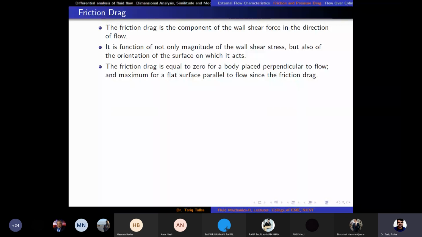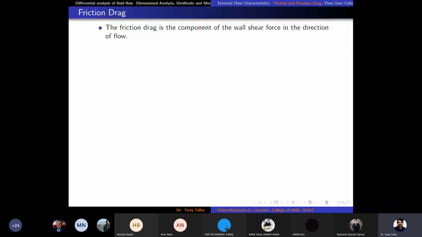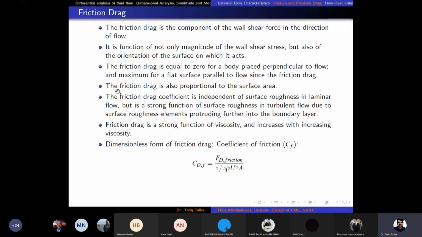So the friction drag is equal to 0 for a body placed perpendicular and maximum for a flat surface parallel to the flow. Then the friction drag is also proportional to the surface area. Because if the surface area of this flat plate is more, then we have got more friction drag, right? So it is directly proportional to the surface area. And then it also depends upon the viscosity. Why is that? Because wall shear stress is mu into du dy. So mu is the viscosity.